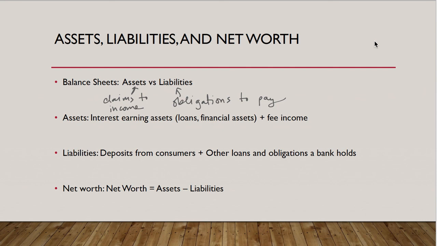Assets include any interest earning assets and fee income, again, if we're talking about banks, while liabilities tend to include deposits from customers, which a bank is going to be obligated to honor in the event of a customer wanting to withdraw cash from their account, or other loans and obligations that a bank holds. Net worth is going to be equal to the difference between overall assets and liabilities.